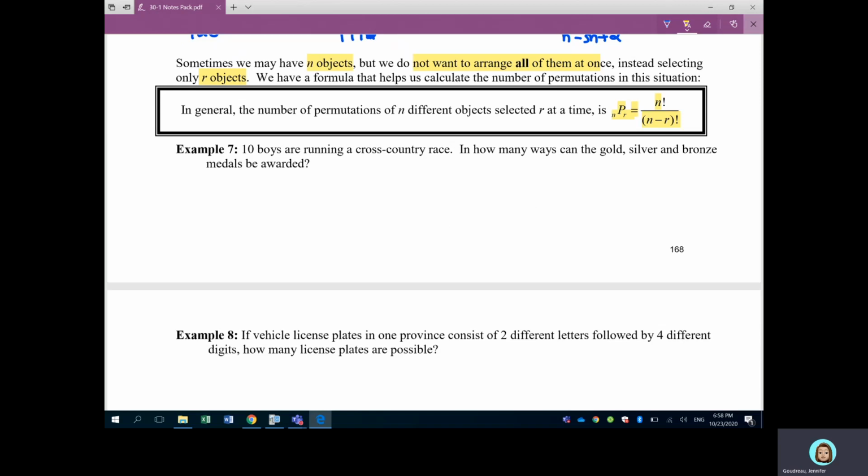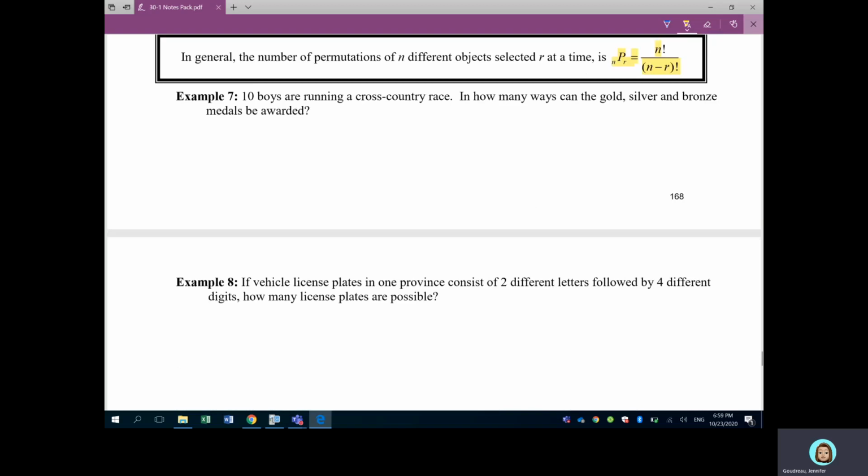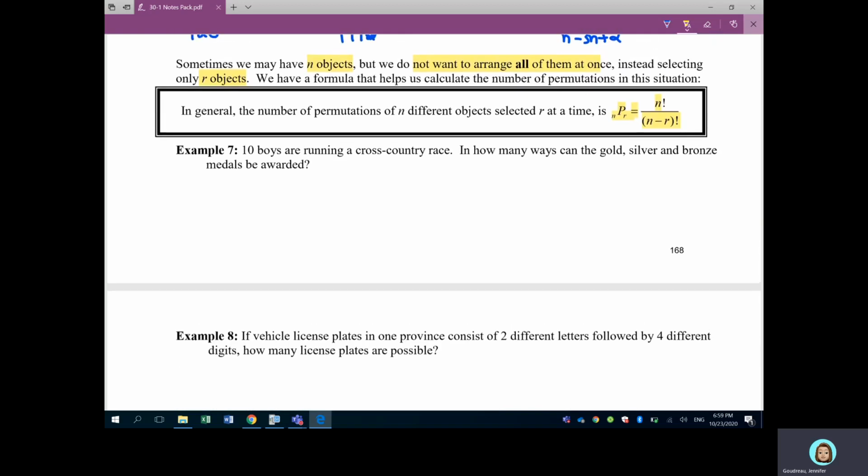When we have questions where we are not arranging all the items at once, if we have n and r, then we can use our calculator to calculate the number of permutations. But if we are missing n or r and we want to calculate it, given the number of permutations, we're going to need the formula, and that's where the simplification is going to come into play. So let's look at the next two examples. They are examples where we would use nPr.